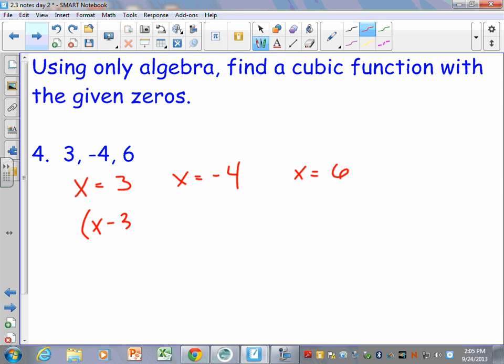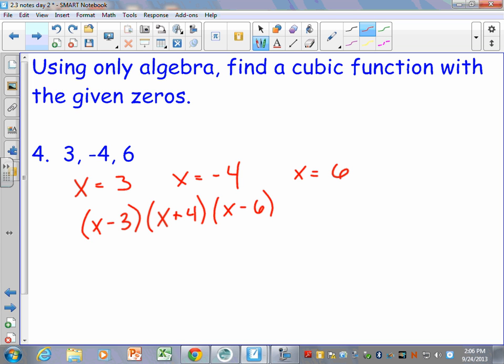x minus 3, right? If that was the factor, that would be the 0. So if -4 is the 0, the factor is x plus 4. And if 6 is the 0, then it's x minus 6. That's the easy part, right?